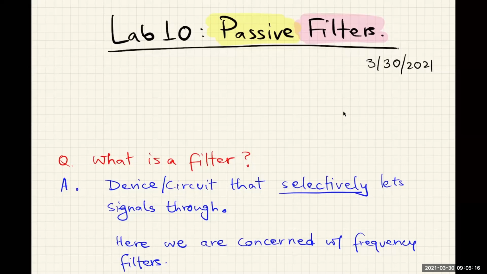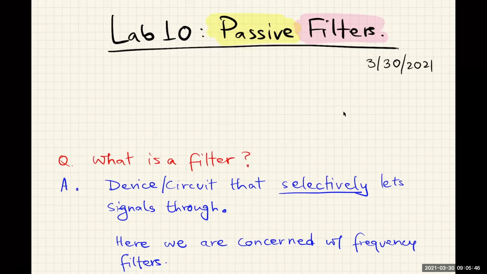So first of all, let's ask the question, what is a filter? And the answer is simple. It's a device or a circuit that selectively lets signals through. The idea is quite similar to the idea of a water filter that you might have at home. In a water filter, you give it some input, which is the water, and then it lets through just the water and blocks any contaminants, right? So the output is pure water minus the contaminants.